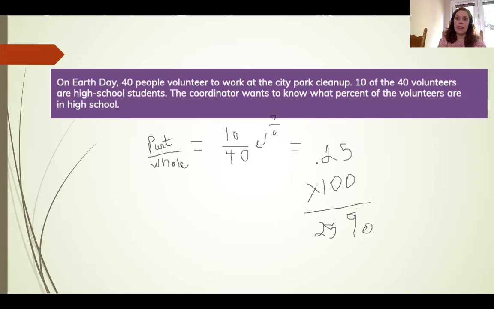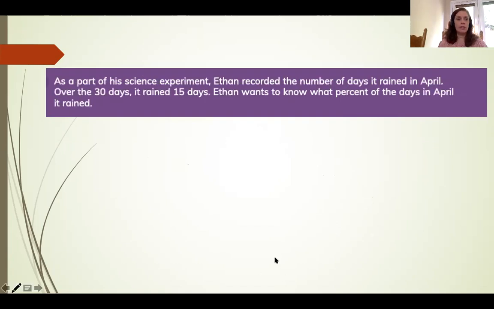Let's go ahead and move on. Okay. So as part of a science experiment, Ethan recorded the number of days it rained in April. Over the 30 days, it rained 15. He wants to know the percent.